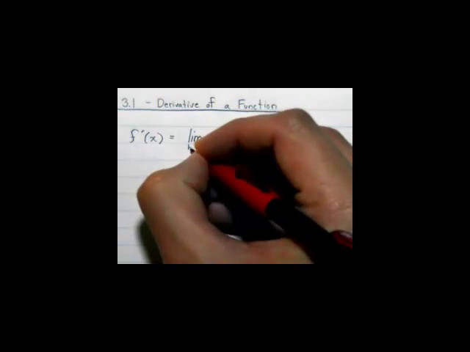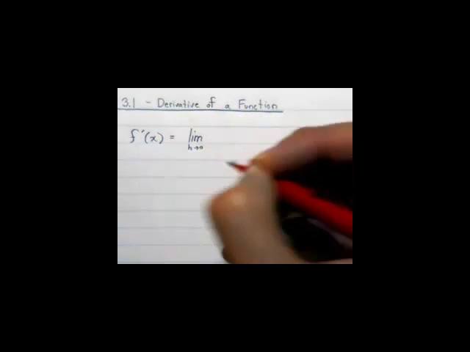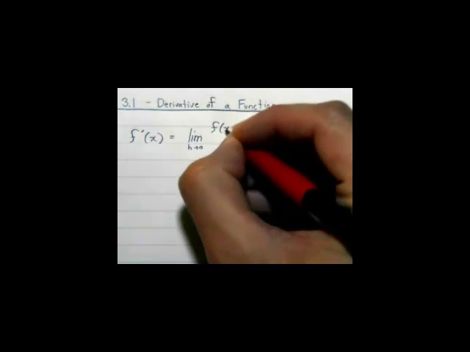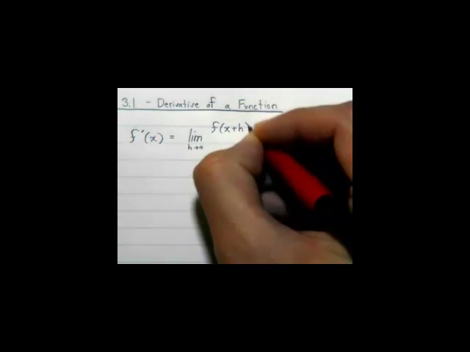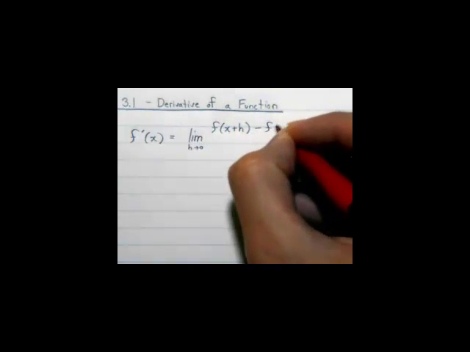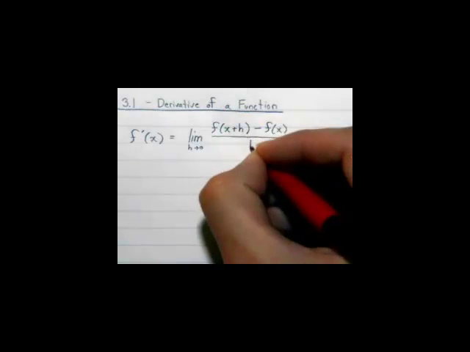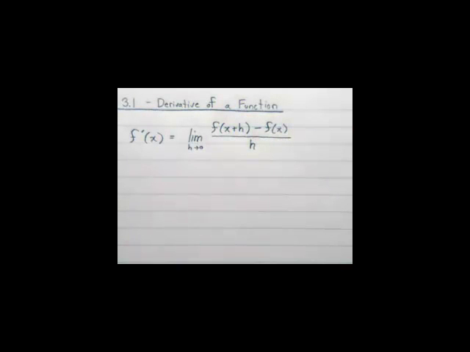It is the limit as h goes to 0 of f of x plus h minus f of x all divided by h. What is that? Instantaneous rate of change. Guess what? That's a derivative. It's just another name for a derivative. You've already done it before.